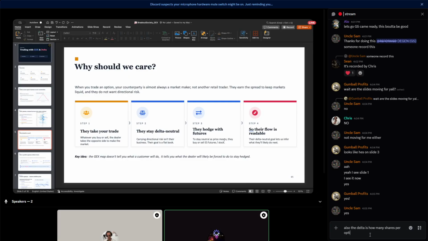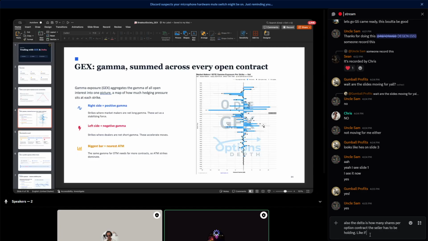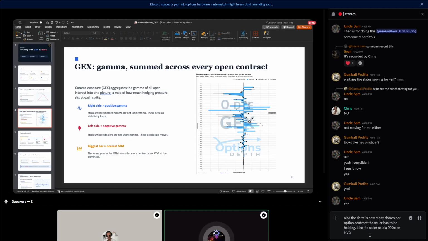And how this helps us is that now we can infer what actions they might need to take to stay delta neutral. So going back into this chart here, you can see why dealer positioning matters more than customer positioning. There's no telling what a customer might do. Jimmy might hold his SPX contracts until they expire at zero. That's totally fine by a market maker. They could go 1,000%, they can go minus 99%. The market makers don't care.